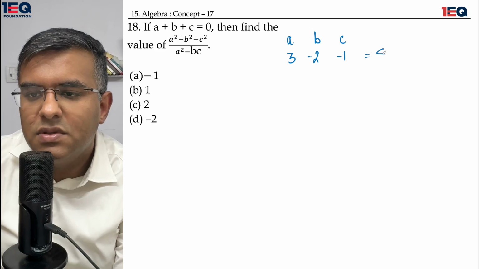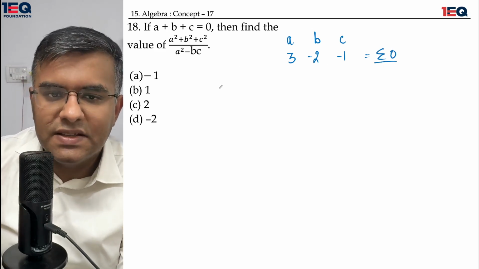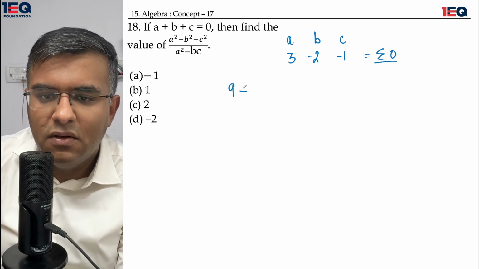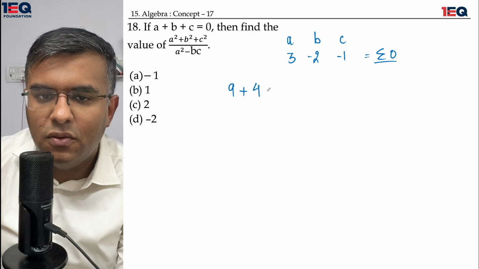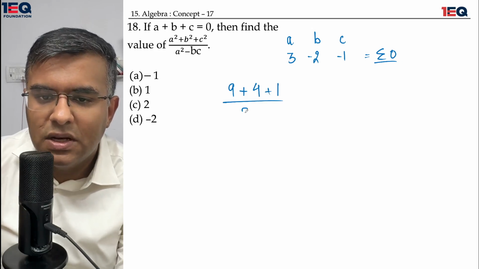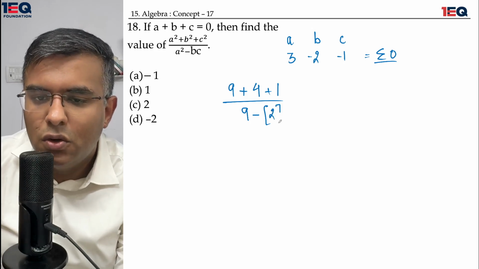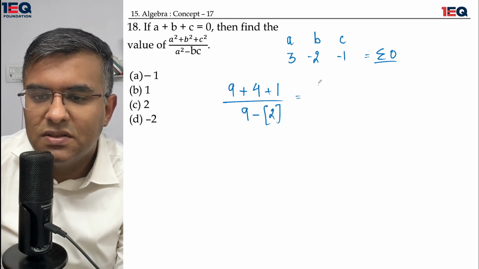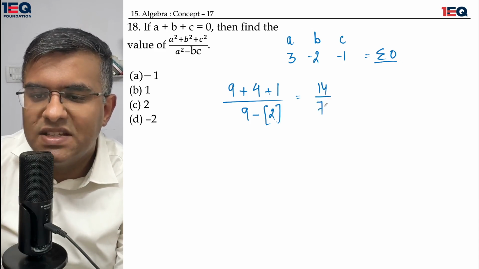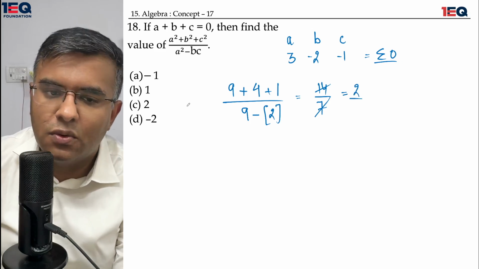All of them sum up to be 0, right? So when I say a square, I mean 9. When I say b square, I mean 4. When I say c square, I mean 1. When I say a square again, it's 9. When I say minus b into c, it is nothing but 2. So this is 14 upon 7. This gets cancelled out and my final answer comes out to be 2.